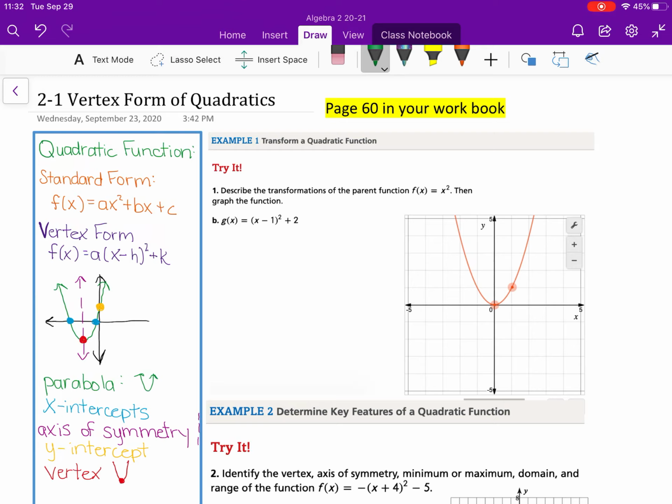So highlighted in the top here will be the pages that you need to go to. In this case, page 60 in your workbook is where I get all of these problems. We're starting a new unit. We're going to be talking about quadratics.